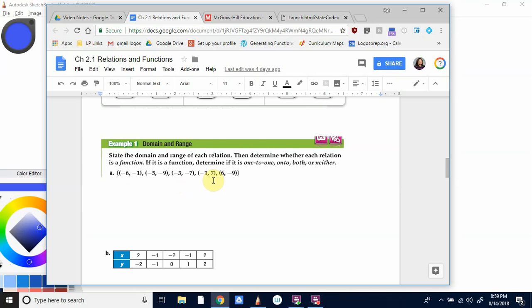Let's look at example B. All right. Is it a function? So first of all, we look at all the x's. Do I have any duplicate numbers? Yes, here, -1, -1. Do they have the same output? No. So it's not a function, therefore it's not a one-to-one or an onto or both or neither. It's not a function. All right. So I want you to pause this and do guided practice 1A and 1B.